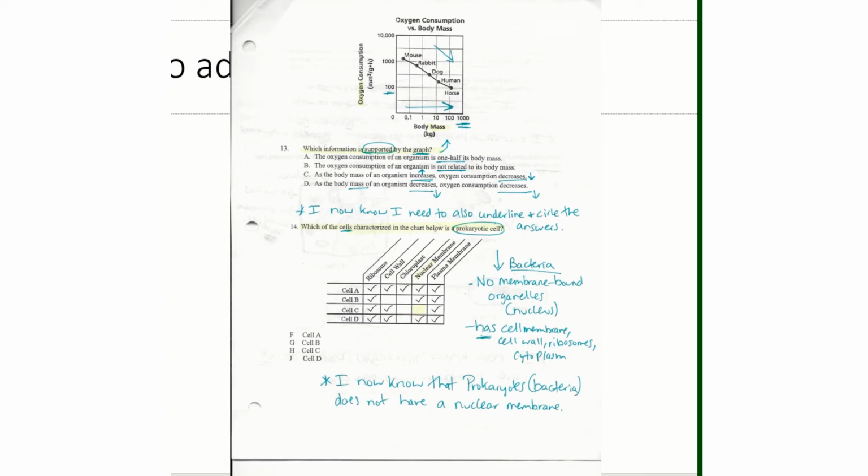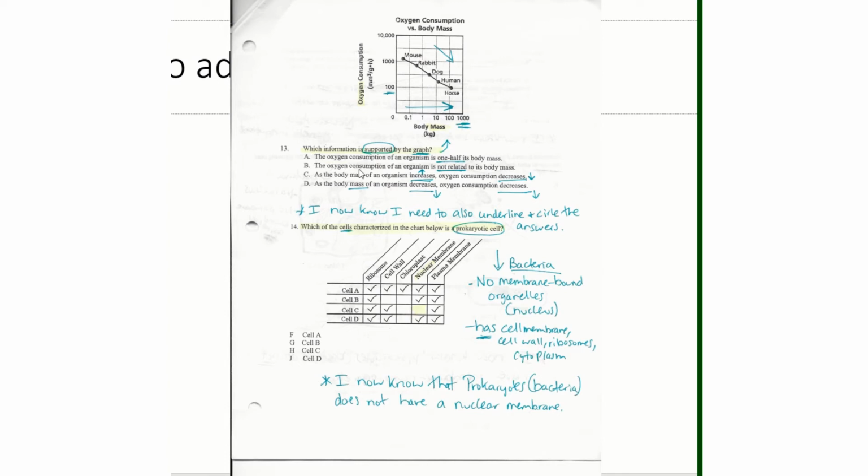So number 13 says, which information is supported by the graph? Do you have to look at the graph? Yes, it asks you to look at the graph. So let's look at it. Mass, highlight it. Oxygen, highlight it. Notice how there's 100 here, 10,000, 0, 1,000. It's going down and it's going this way, right? You see the numbers? All right.